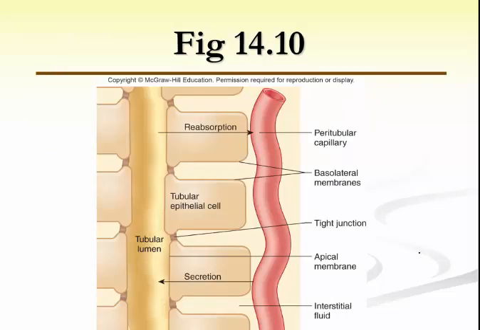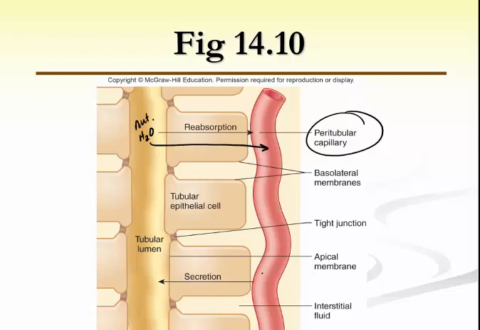So in figure 14.10, we can see a schematic diagram of these two opposing processes. Reabsorption is going to bring things like nutrient molecules, water, and other substances that were small enough to get through filtration, but we want to reclaim back into the peritubular system, and now they are in circulation.